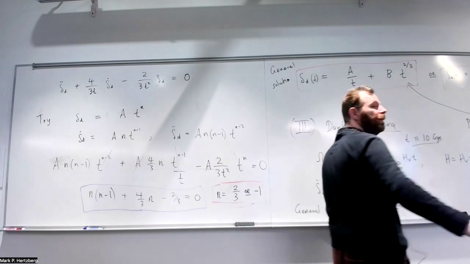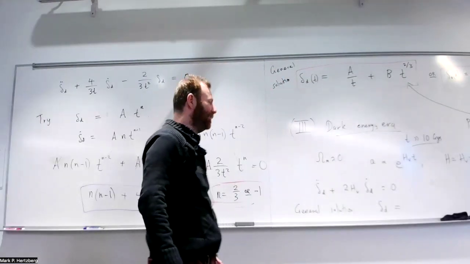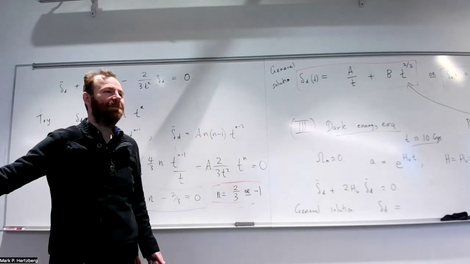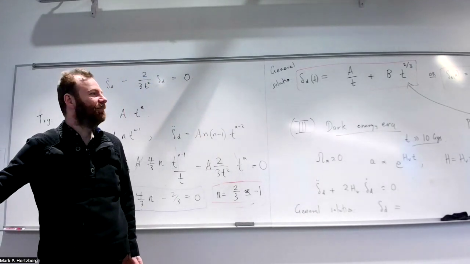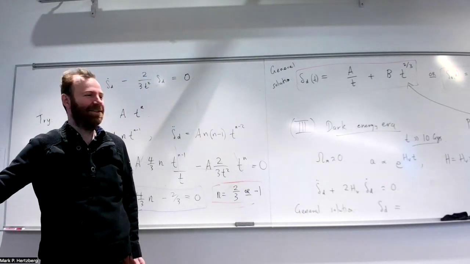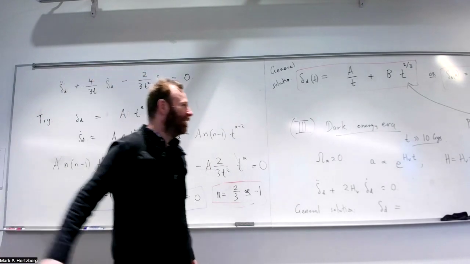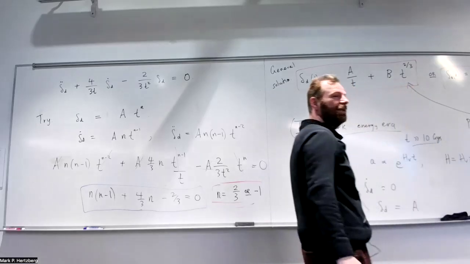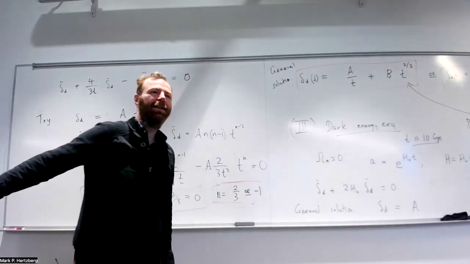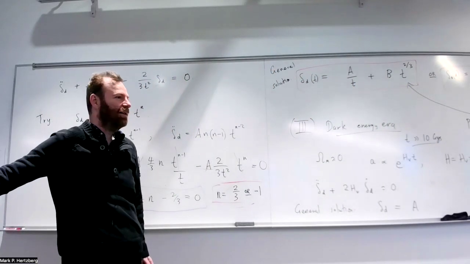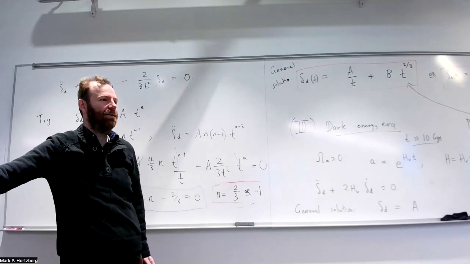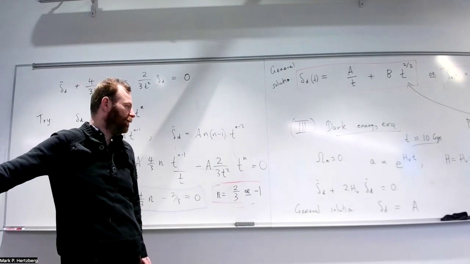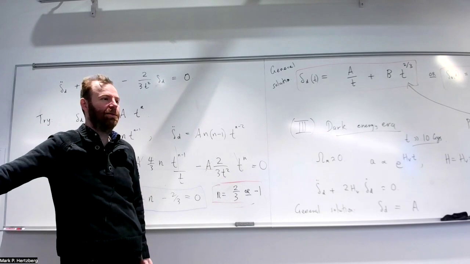Can anyone tell me one solution of this equation? A constant. A constant does the trick, so I can write A. And then there's another interesting solution. What's another solution? An exponential. Is it a growing or decaying exponential?